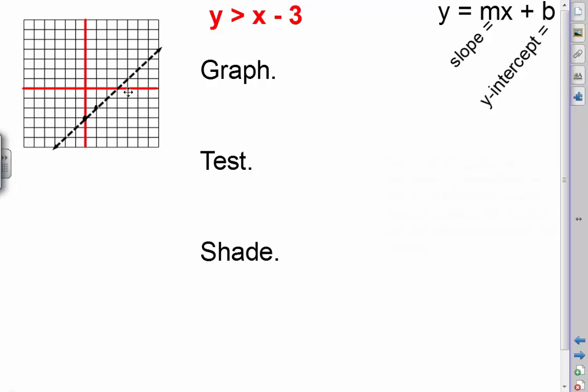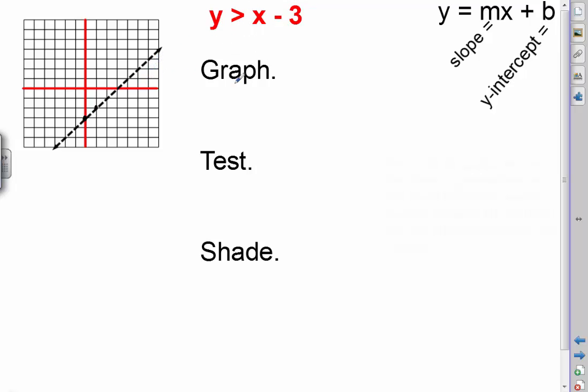And the line is dashed. The reason the line is dashed is to indicate that the points on the line are not included in the solution. The way you know that, it would be a solid line if it said greater than or equal to. So as long as that is not there, it's going to be a dashed line.